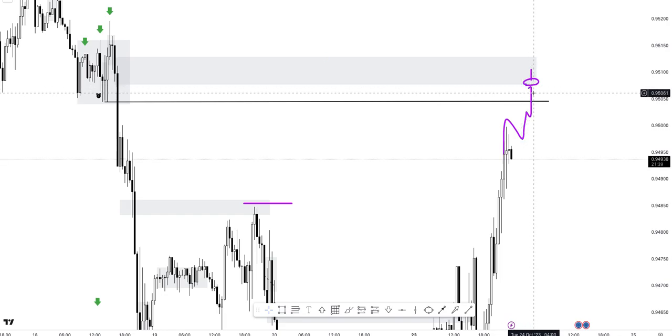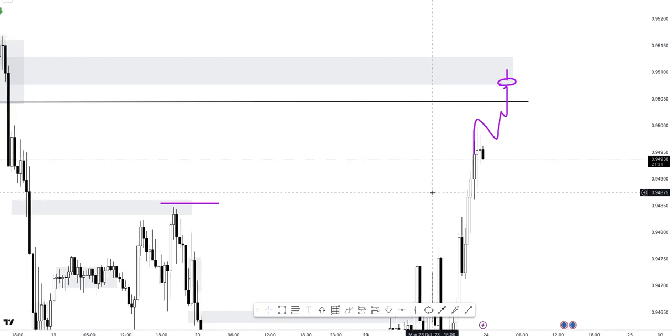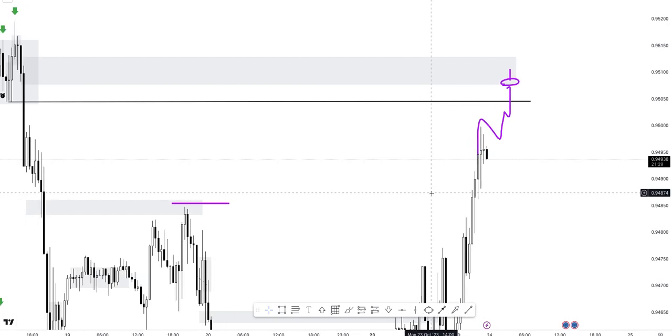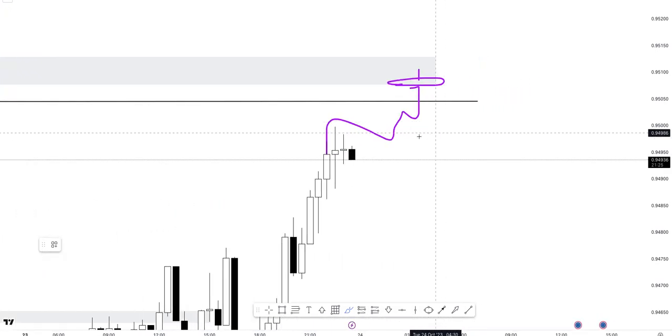You don't want to see bodies going into your POI. You don't want to see bodies going in. You want to see wicks ideally, because that's how smart money reacts off of zones. It taps and goes.